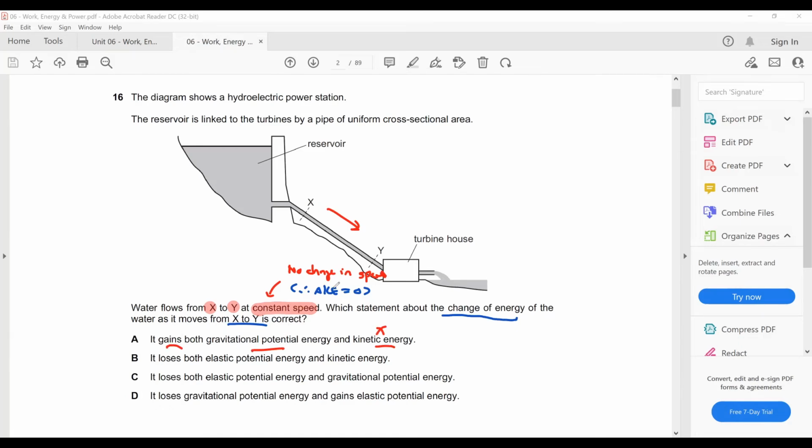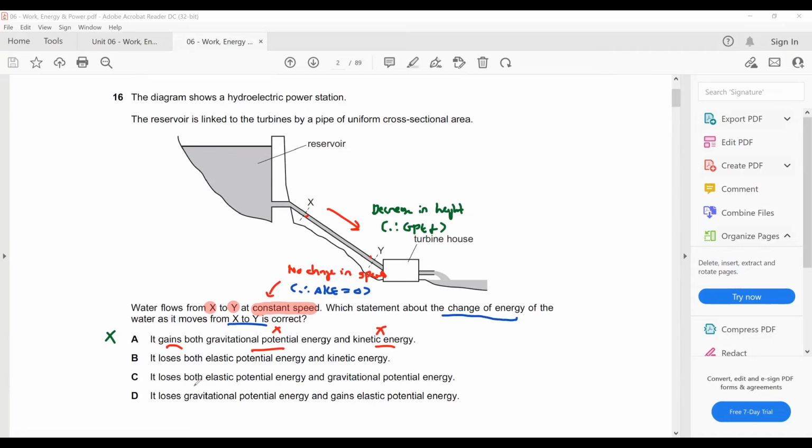This is wrong because I already mentioned to you there's no change in speed from X to Y, so no change in KE. Gain in GPE, this is also wrong, isn't it? Because it's saying from here to here, there is a decrease in height. Therefore, GPE is dropping. So it is wrong.